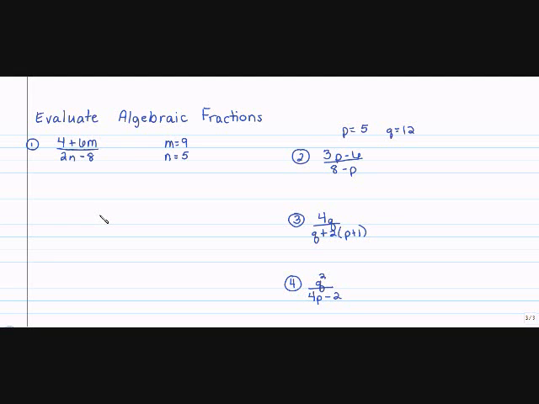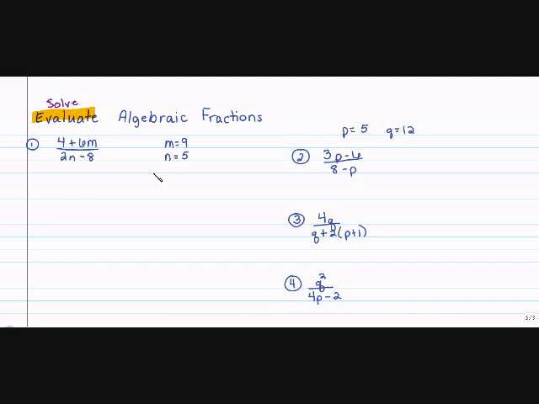In this video, we're going to evaluate algebraic fractions. We're pretty much doing the same thing. They're just fractions. We're going to evaluate or solve. They're called algebraic. These are also expressions because they have no equal sign. So we're going to substitute. They're going to tell us what to substitute in for which variable.